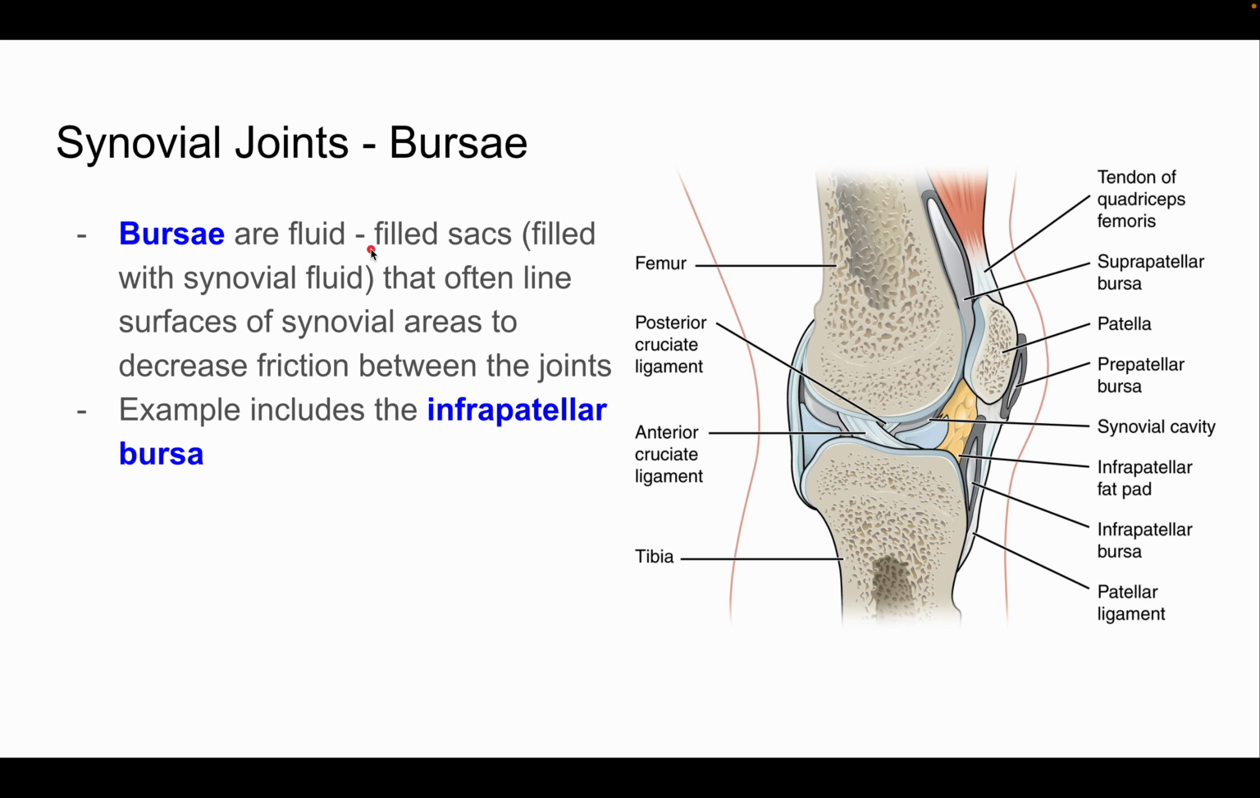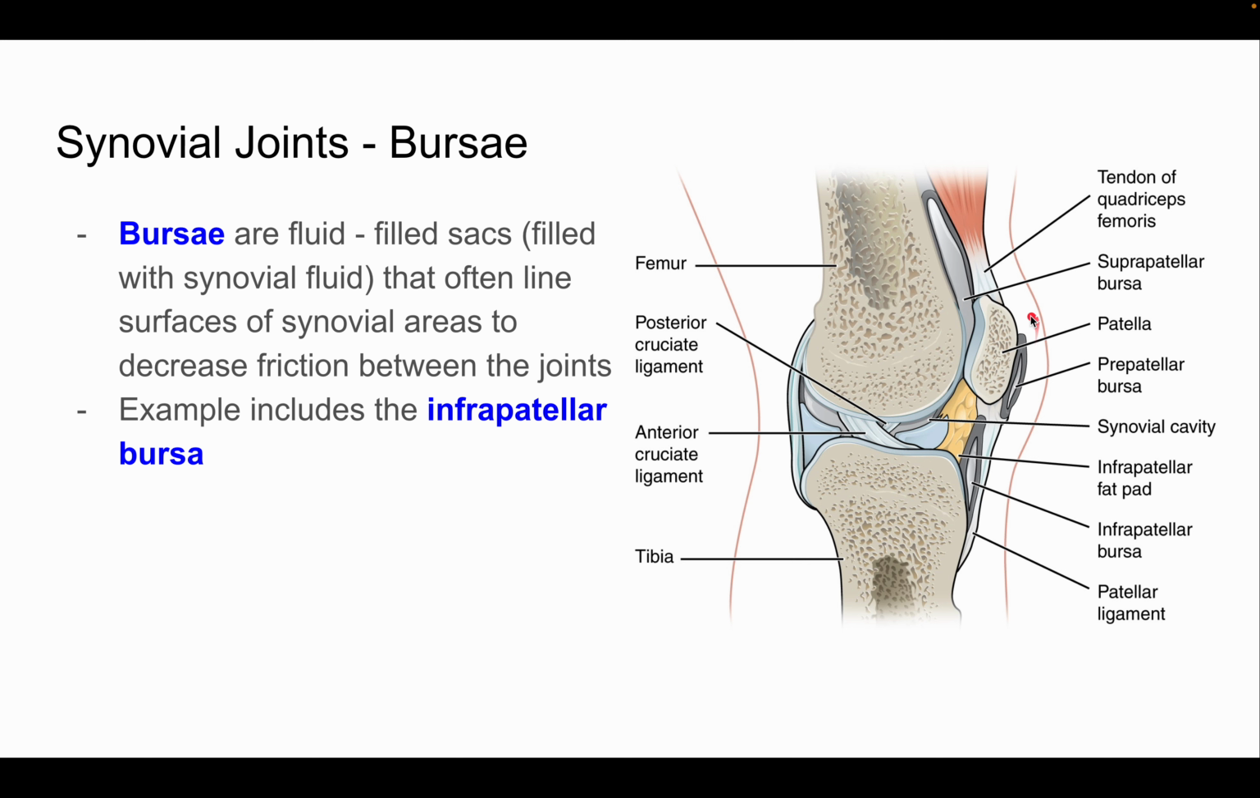All right, so synovial joints. There's another associated structure called the bursae. Bursae are fluid-filled sacs, filled with synovial fluid, that often line surfaces of synovial areas, not necessarily between the articulating bones, but the main function is to decrease the friction between the joints. So there would be the infrapatellar and suprapatellar bursae here, and they would reduce friction between the muscle and the bone or wherever it's located.